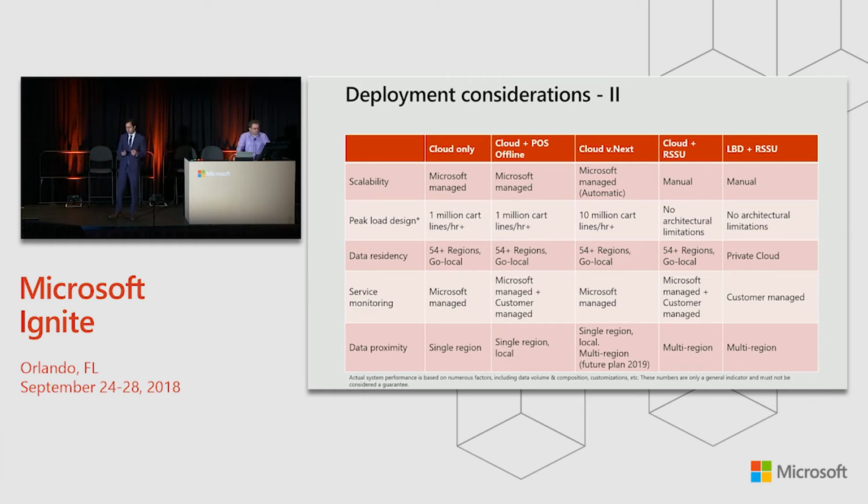Peak load design, we're tentatively able to handle at least 1 million cart lines per hour in the cloud. And when we get to Cloud vNext, our goal is to be able to handle 10x that easily. For Cloud plus RSSU and LBD plus RSSU, there are no architectural limitations on scale. As long as you can keep throwing hardware at it, it will scale reasonably well.